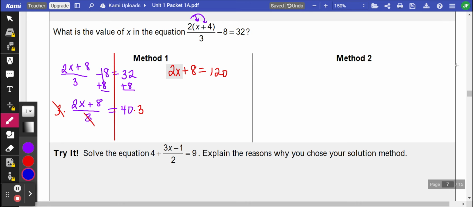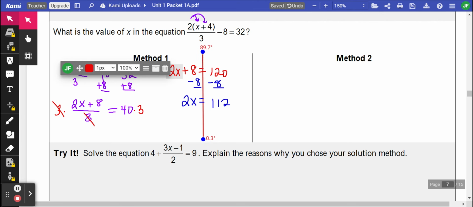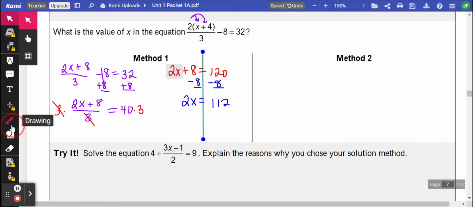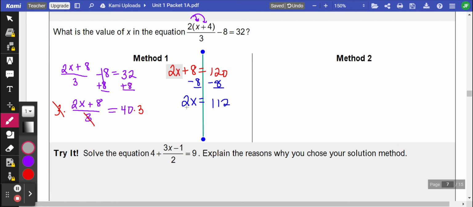So if we do minus 8 on both sides, we get 2x equals 112. Move that line over so we have it. And down to our last step, so we don't really need a box anymore. To eliminate the 2 in front of the x, we are going to go ahead and divide by 2 on both sides. And again, you can use your calculator, but we end up with x equals 56 for an answer.